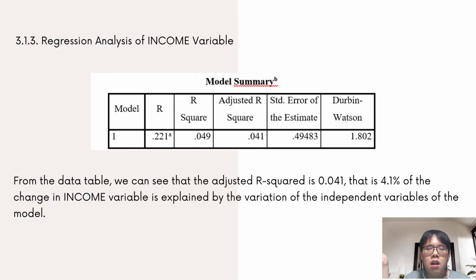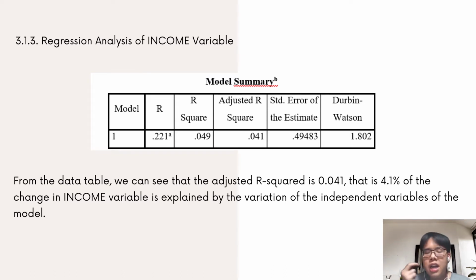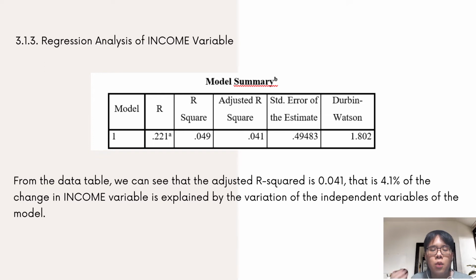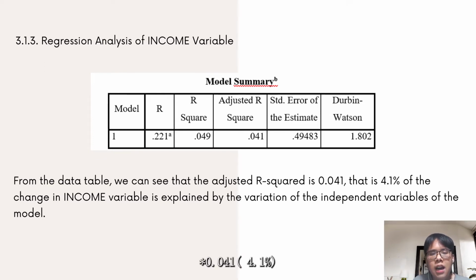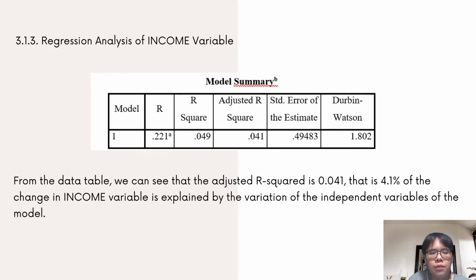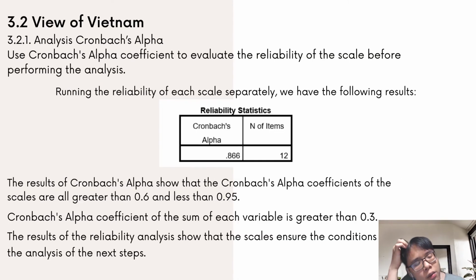Finally is the result of regression analysis. Firstly, with the income variable, look at the result. After 2 steps of the regression analysis, we have the result from the data table. We can see that the adjusted R square is 0.003. That is, 0.3% of the change in the income variable is explained by variation of the independent variables of the model. So next, the expenditure variable. Look at the result. We can see that the adjusted R square is 0.3, meaning that change in the expenditure variable is explained by the variation of the independent variables of the model. So next to Vietnam.